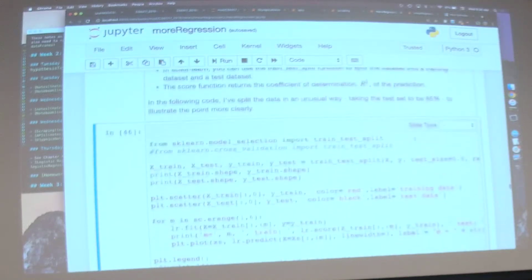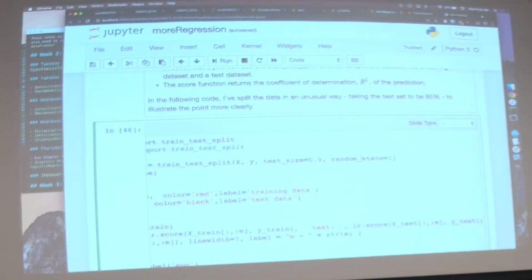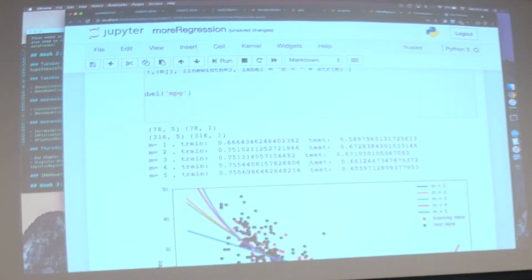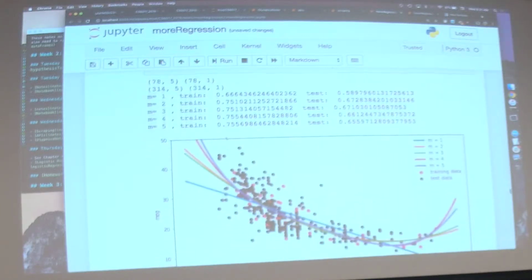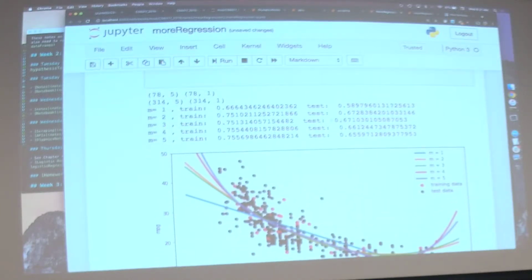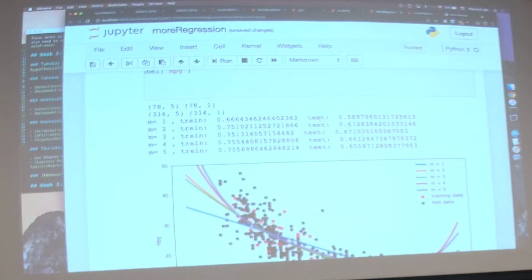Let's just take a look and see what would happen if we split things. So let's make our test data a little bit smaller, so we're training on more. We do that, and our curves look about the same. Things look about the same as they did. So it doesn't appear to be super sensitive to the percentage of training and testing data.